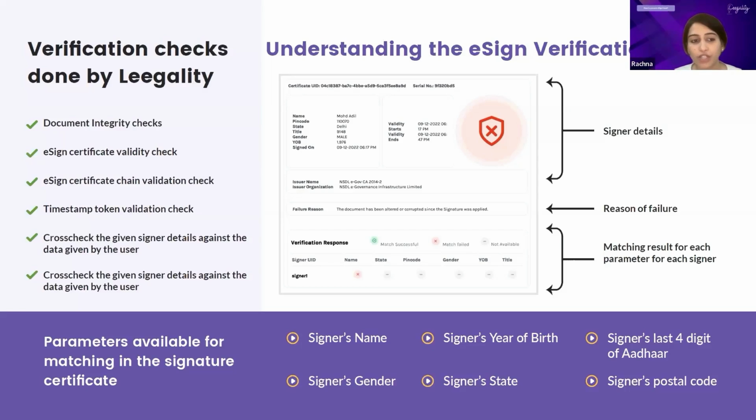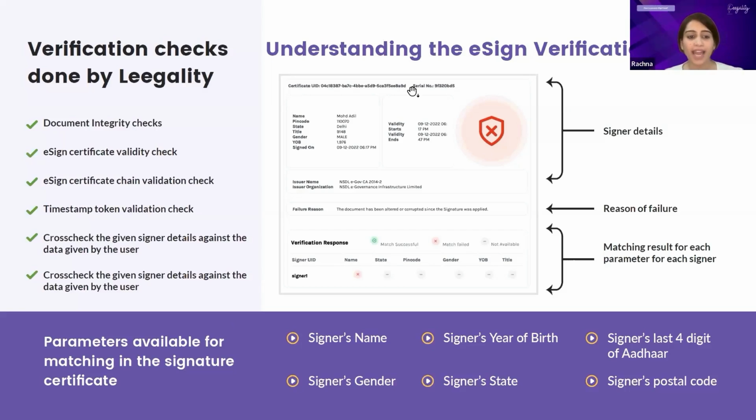Then second is eSign certificate validity check, wherein I told you that we make sure that the issuer is a valid issuer. Then eSign certificate chain validation check. The chain validation check means that whenever a document is fed by you, like I said, we are going to try to understand who's the ESP, who has issued ESP the certificate. And then further on, we also try to understand if NSDL is the issuer, who has issued them. If it's CCA, then we also try to understand if all the certificates are valid over there or not.